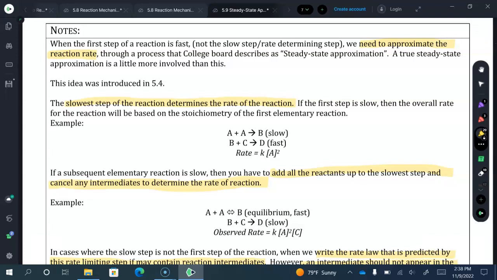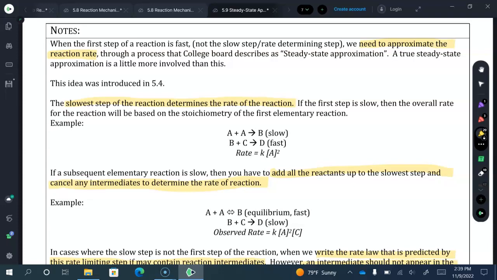When the first step of a reaction is fast, not the slow step or rate determining step, we need to approximate the reaction rate through a process that College Board calls a steady-state approximation. A true steady-state approximation is a little more involved than this, but we're keeping it simple, guys. We first introduced this idea in 5.4 and said we're going to come back to it. Well, here we're coming back to it.